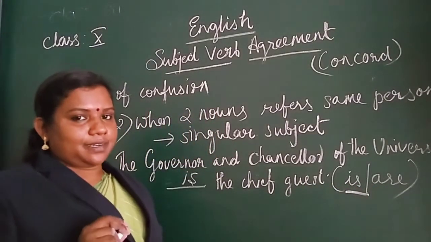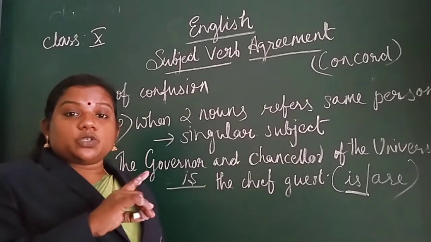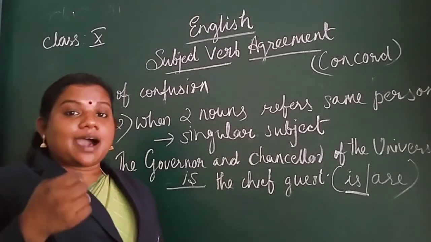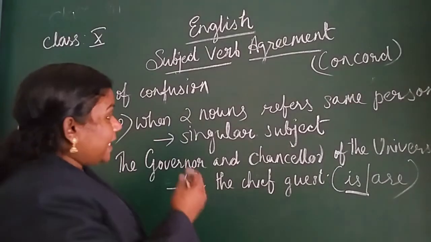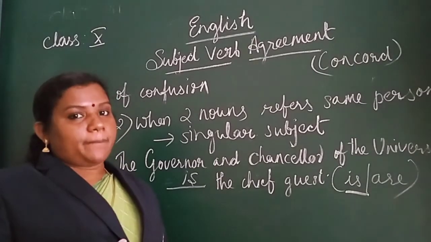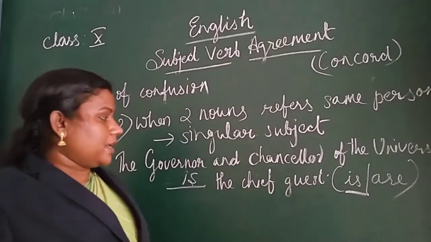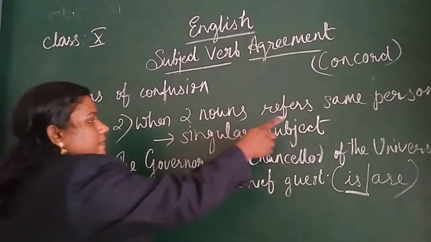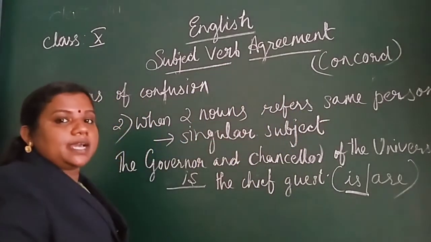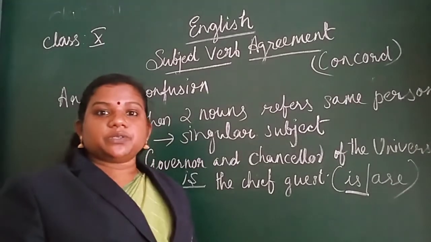Don't use are. In the first example, Joshua and Noel are two persons, so they are good at studies. But here, these two nouns are there, but they refer to the same person. So we will use the singular form. So when two nouns refer to the same person or thing, it will take a singular verb. Clear? Now we are going to the third point.